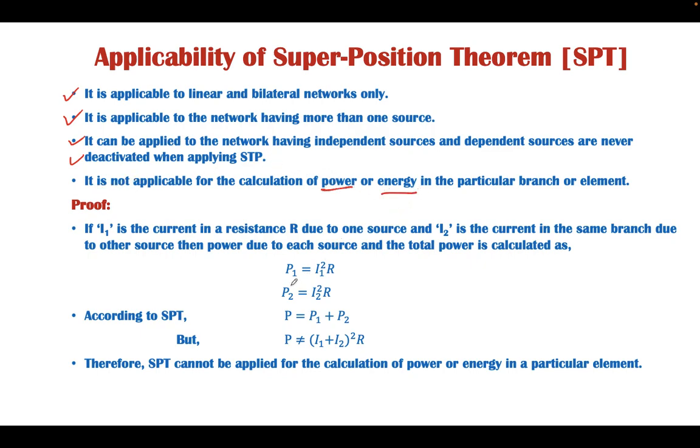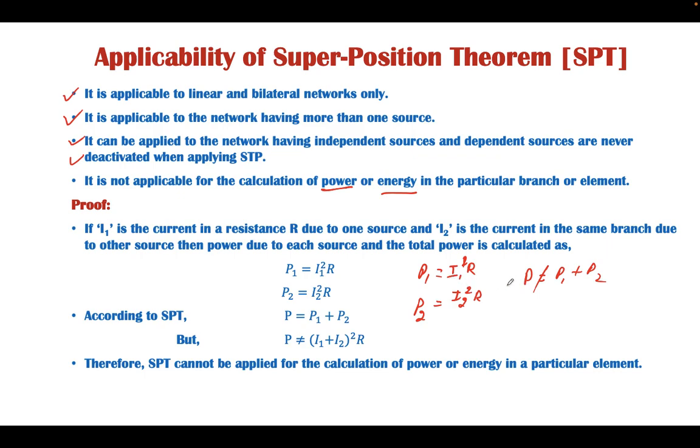Power and energy here means if the current in one branch due to one source is I1 dash, then power will be I1 square R, and let us consider the current in the same resistance due to another source is I2, the power will be I2 square R. Then the total power due to these two sources is not given by P1 plus P2. It is never equal to the resultant power.